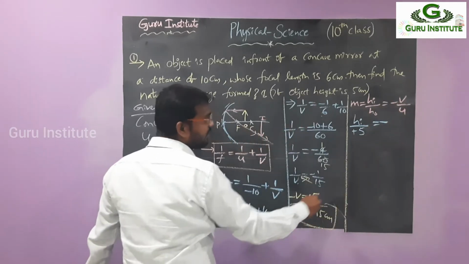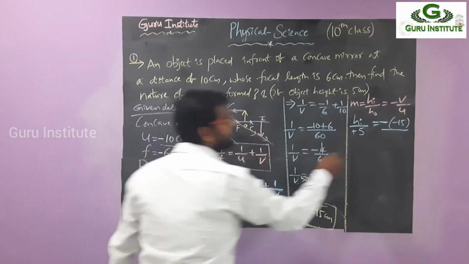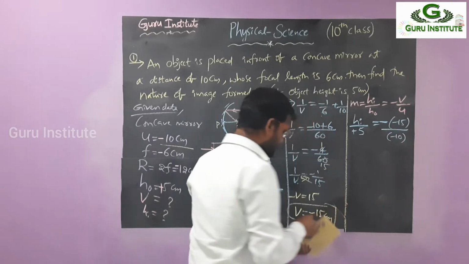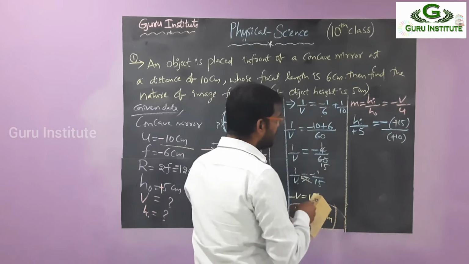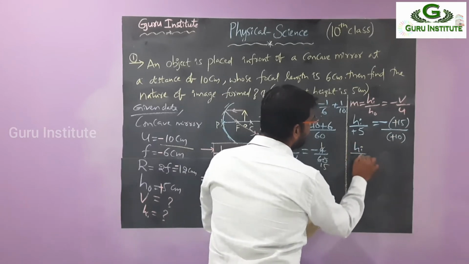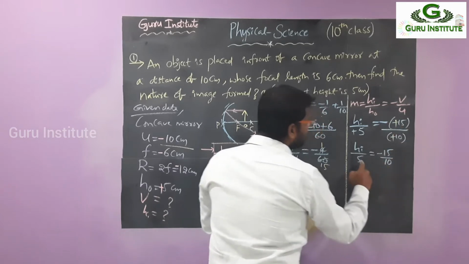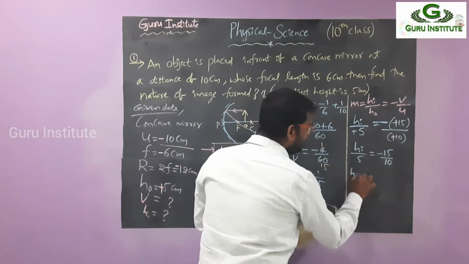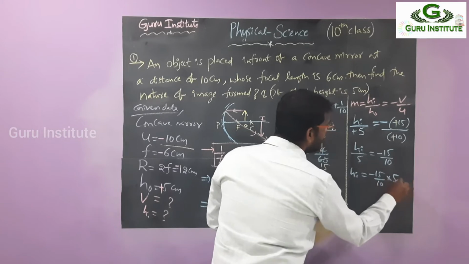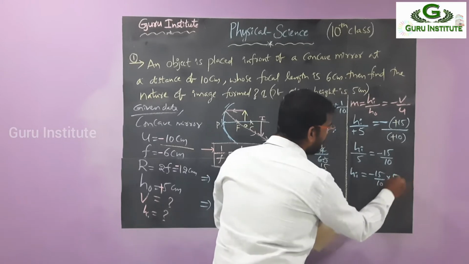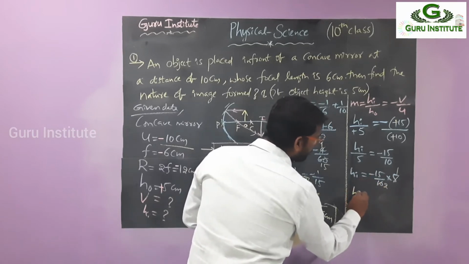For v, what do you get here? Minus 15. So u, what do you get here? Minus 10. Okay, right. So next, automatically what happened? Minus gets cancelled. Then what will we get? Hi by 5 is equal to minus into 15, minus 15 by 10. Take this 5 to the right side. What will happen? Hi is equal to minus 15 by 10 into 5. So then what will you get? 5 ones are 5, 2 twos. So what is the final answer? We are getting minus 15 by 2.